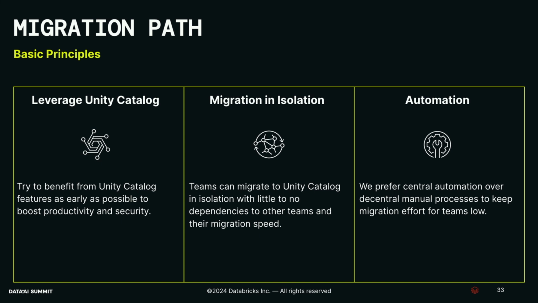So we want to have little to no dependencies to other teams so that each team can have its own speed of migration. And lastly, we want to keep the effort for the teams low. So we prefer to automate things centrally and maybe have more central effort at our team. But if it speeds up the migration because the teams have less effort, then we always prefer this.